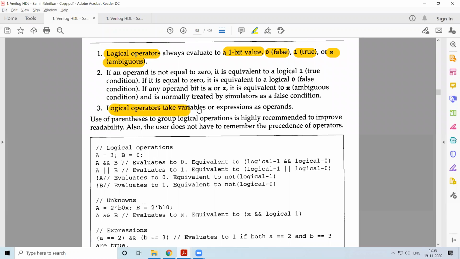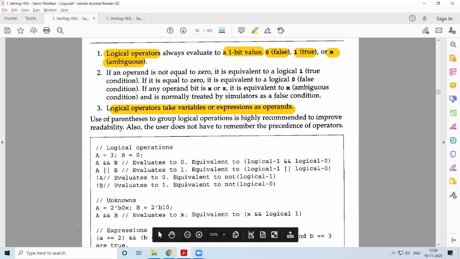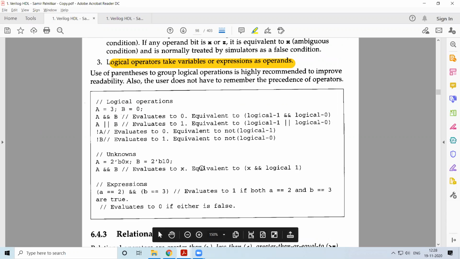Another thing is that logical operators can take variables and expressions as the operands. That is what we have seen over here.